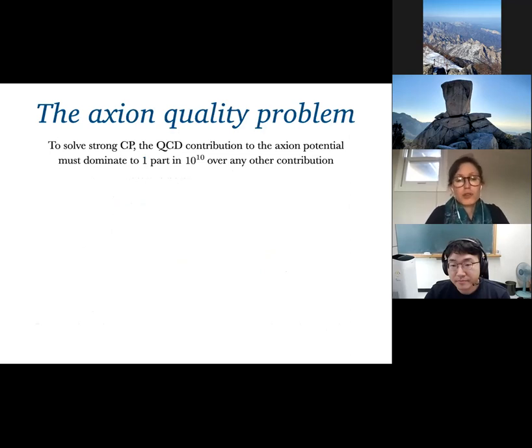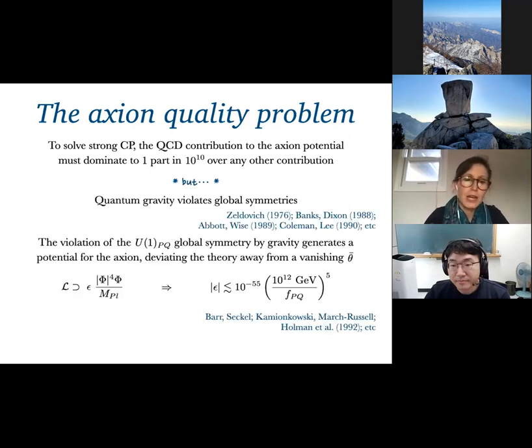However, it has one important flaw, which is that in order to really work, this mechanism must be such that the breaking of the U(1) PQ symmetry by QCD, and therefore the generated axion potential, must dominate to one part in 10 to the 10 over any other contribution that may come from additional degrees of freedom. So new dynamics responsible for, say, solving the hierarchy problem or doing baryogenesis or dark matter, cannot contribute significantly to the axion potential. And this is especially problematic since, as you all have heard, we expect that all global symmetries will be violated in any gravitational UV completion.